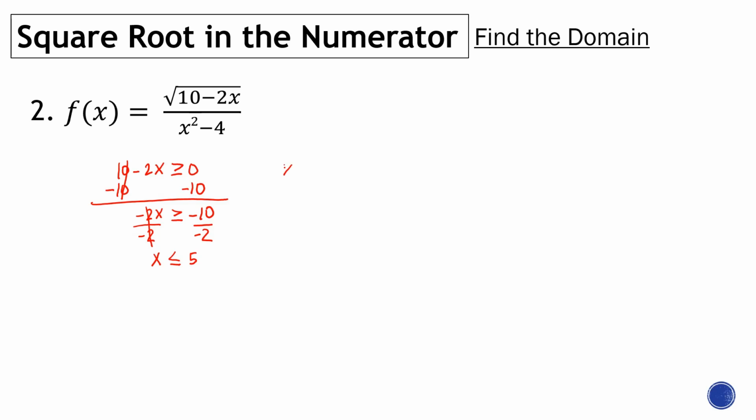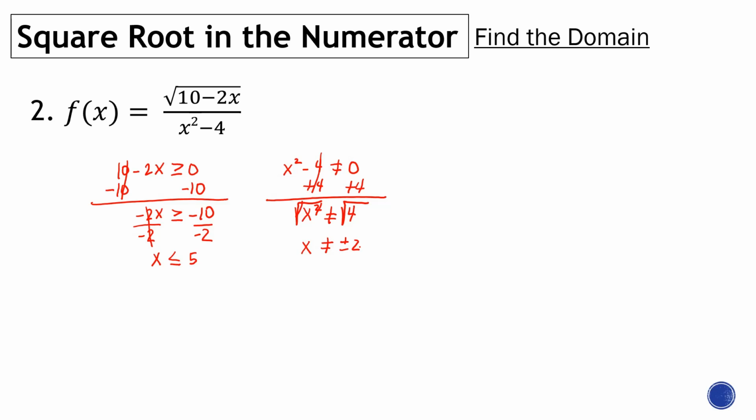Let's check the denominator. The denominator is x squared minus 4. It cannot be equal to 0. So we add 4 on both sides. This will be x squared is not equal to 4. Then we need to find the square root of both sides. That means x is not equal to positive or negative 2. So we have the two domains now.